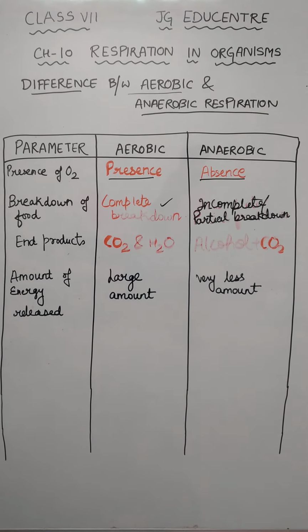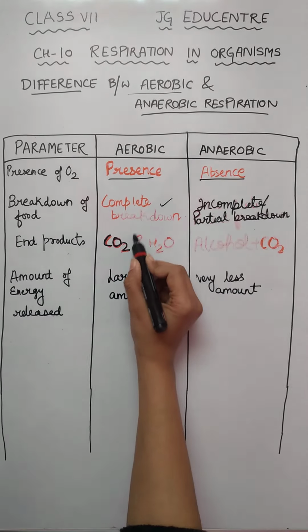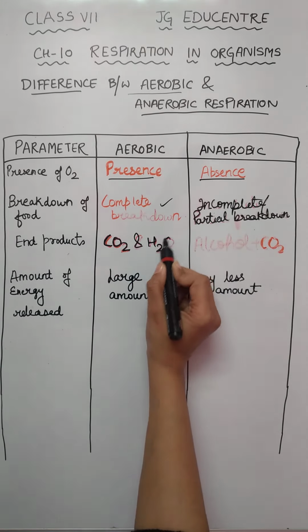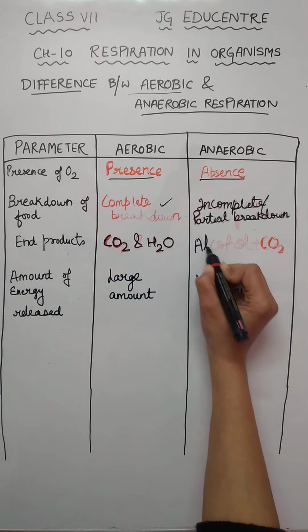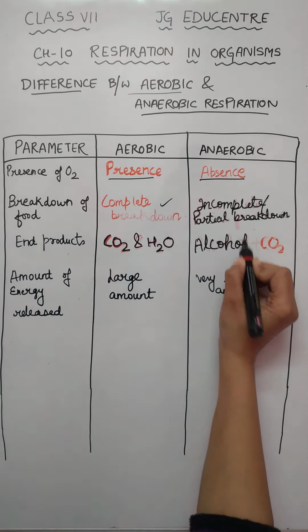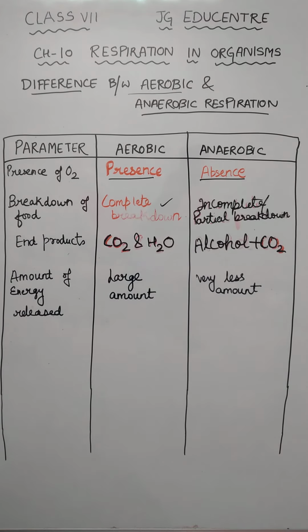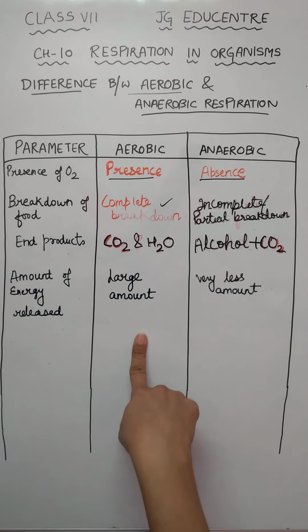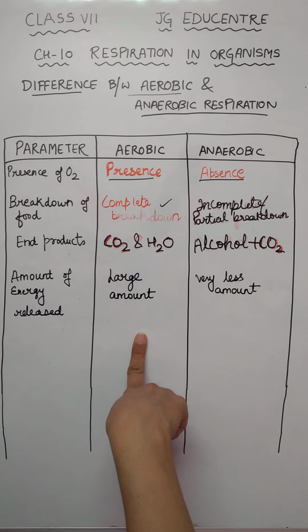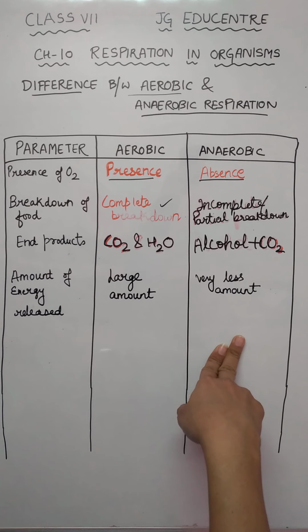Third point is regarding the end products. In aerobic respiration, the end products are carbon dioxide and water. And in anaerobic respiration, the end products are alcohol and carbon dioxide. And the last point is on the basis of energy released. In aerobic respiration, a large amount of energy is released, and in anaerobic respiration, a very small amount of energy is released.